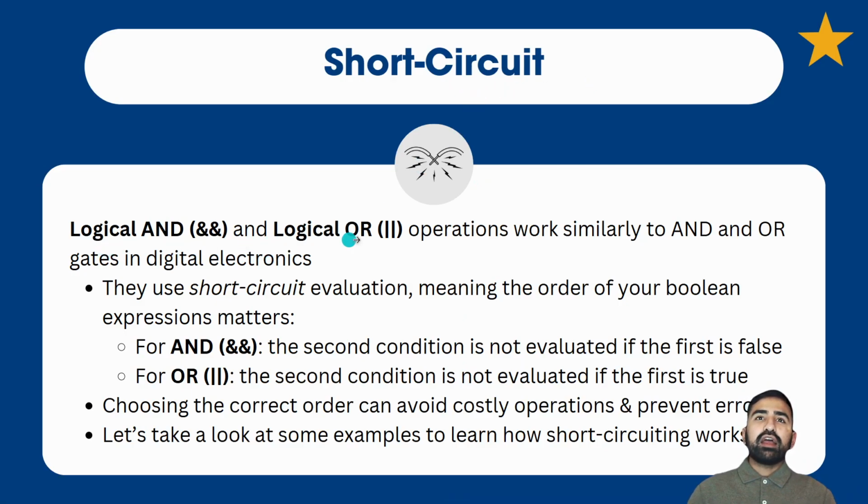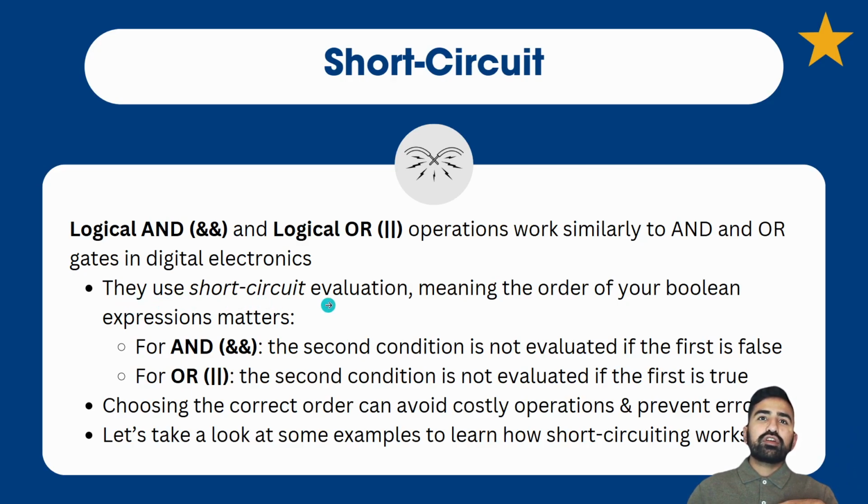So logical AND and logical OR operations work similarly to the AND and OR gates in digital electronics. So they actually have parallels to the actual hardware, right? Operations that a computer does. So yeah, lots of parallels between programming and real hardware. For our logical operators, these actually represent gates in electronics. But what we want to know is how can this help us as programmers?